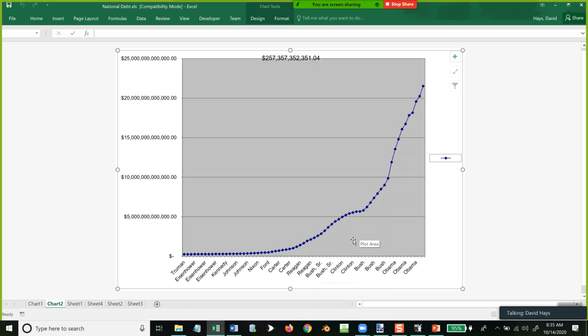So again, you have to look at a lot of other factors to see how your country is doing. So this doesn't say anything about what these presidents did in terms of the economy. I don't know. I'm not a business major. This just shows exponential growth.